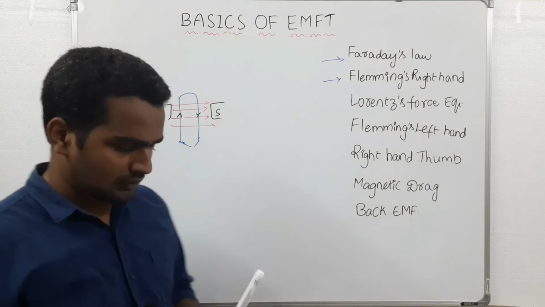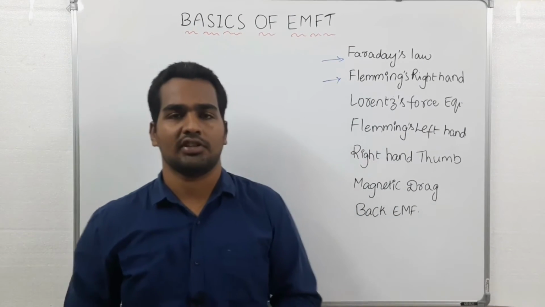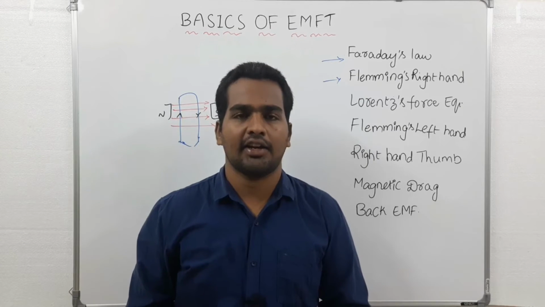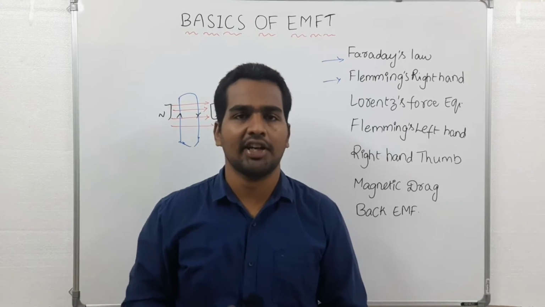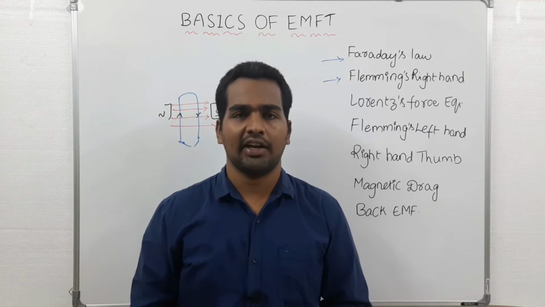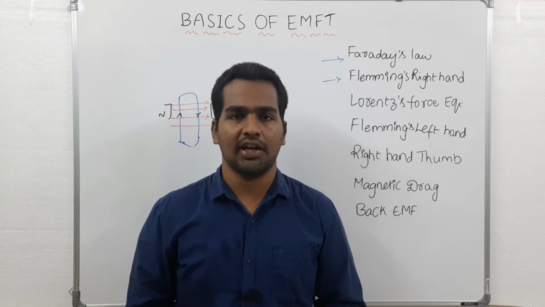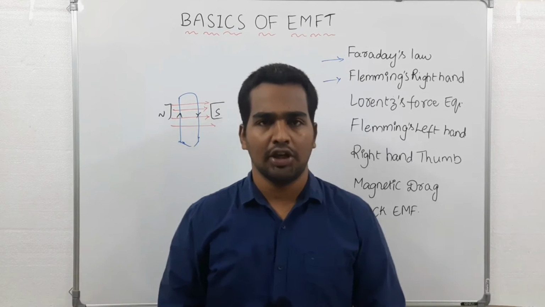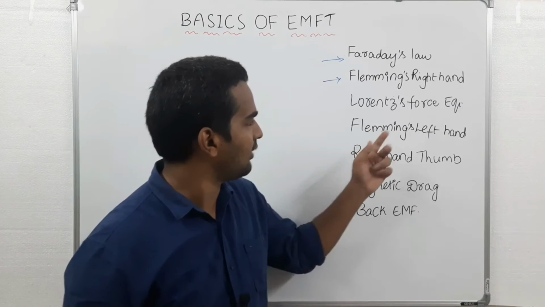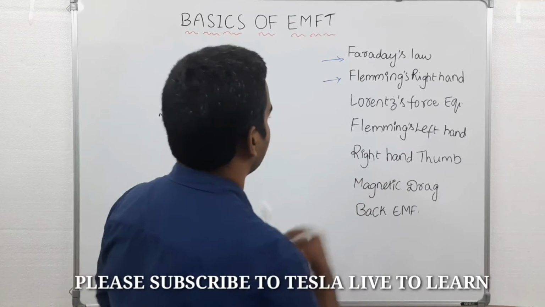Now let's move to Lorentz force equation. It states that whenever a current carrying conductor is placed in a magnetic field, it experiences a force on it. I repeat, whenever a current carrying conductor is placed in a magnetic field, it experiences a force on it. So the direction of force can be identified by using Fleming's left hand rule.